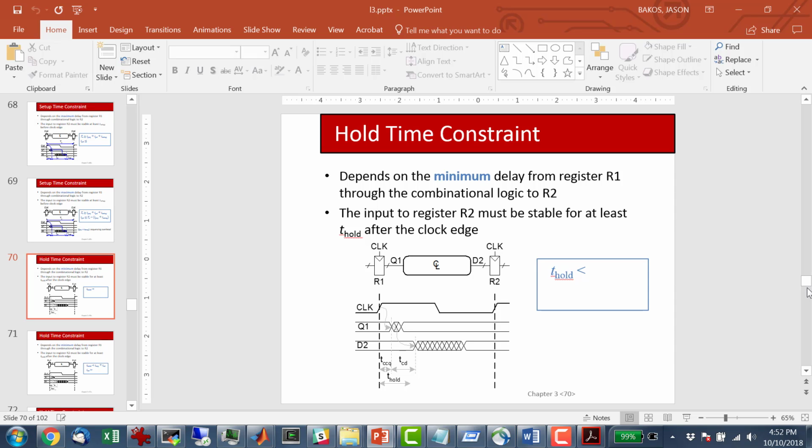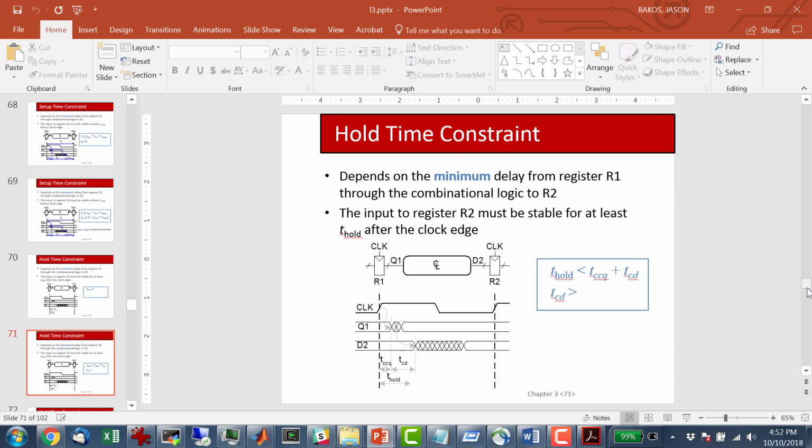So in other words, when you change something here, that'll cause a change in the output of the flip-flop after the contamination delay, and then the logic will see that, and then the logic will update its outputs after its contamination delay. And if that output from the logic arrives too soon, if it gets there too fast, you'll violate the hold time.